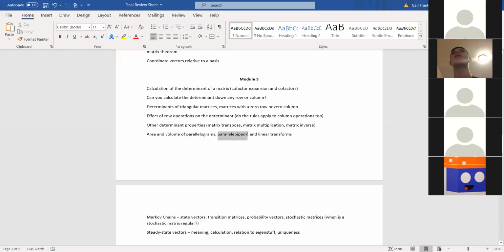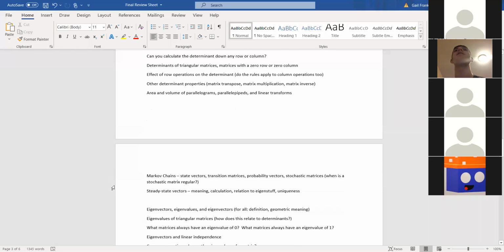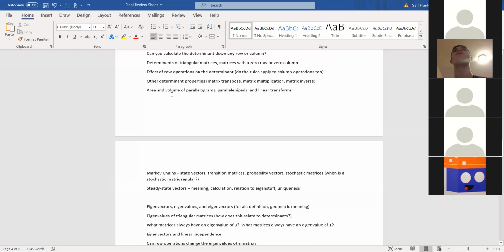Parallelepipeds, those are just parallelograms in higher dimensions. So anytime it just says, oh, here are some vectors that form or span a parallelepiped, put those vectors in a matrix, find the determinant, take the absolute value, you get your area. Same with matrices for linear transforms, take the determinant. Determinant means area. Or volume.